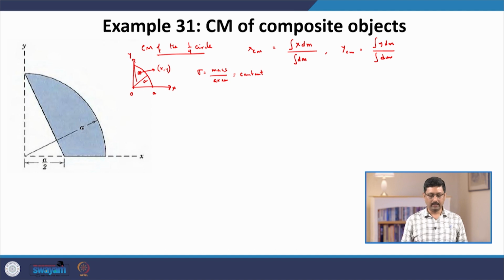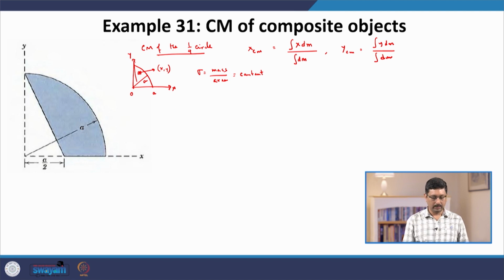Now, for a circle, the natural coordinate system for these integrals will be the 2-dimensional polar coordinate system, but since we have not introduced them in this course, we are going to use Cartesian coordinates and do this calculation. So, let us first calculate the total mass.